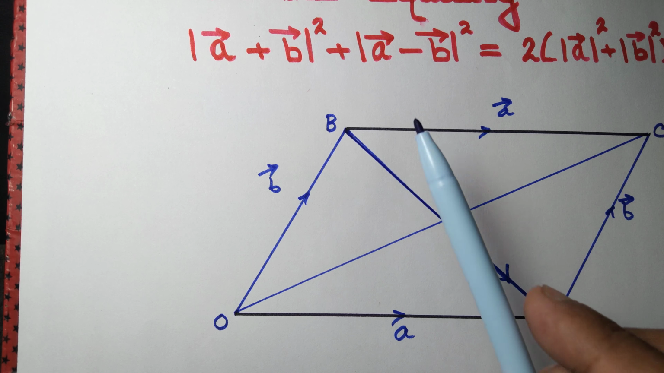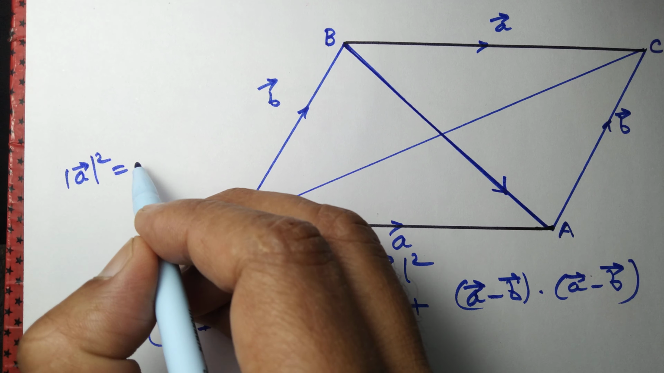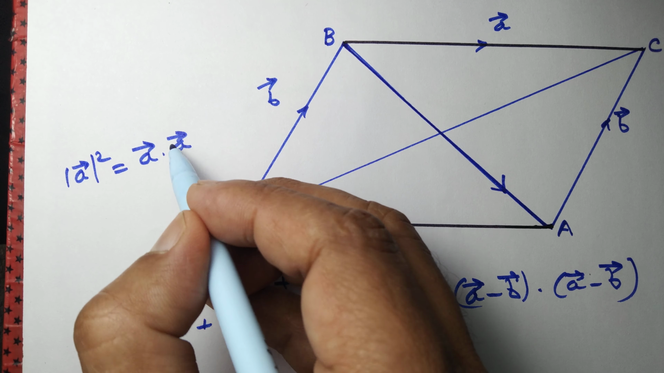We know that modulus of (a plus b) whole square plus modulus of (a minus b) whole square can be written as (a plus b) dot (a plus b), and again (a minus b) dot (a minus b). So we are using the identity that mod a square is exactly equal to a dot a.